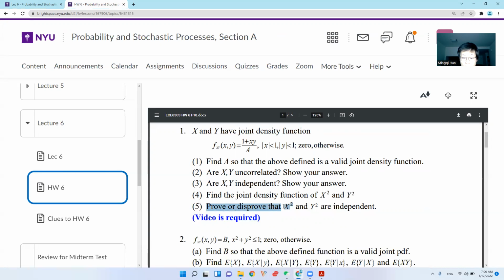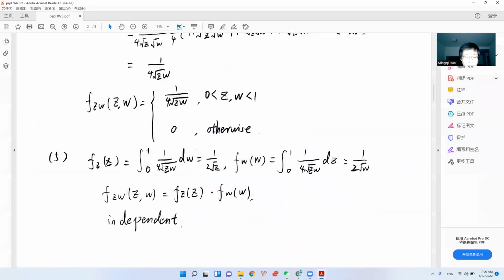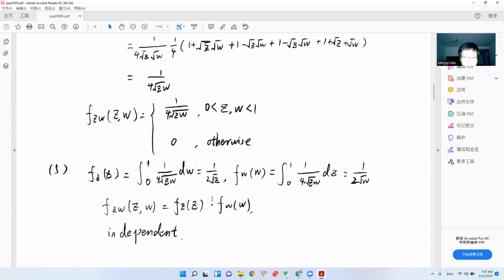Finally, we need to prove that x squared and y squared are independent. In this case, we can use the same test. We can calculate f_Z, which is f of x squared, this value right here, and we can also calculate f_W, which is f of y squared, right here, and their solutions are this and this. Multiplying, we get this, which is f_ZW. So this equation holds, and we can prove that they are independent. And that's everything for this question.